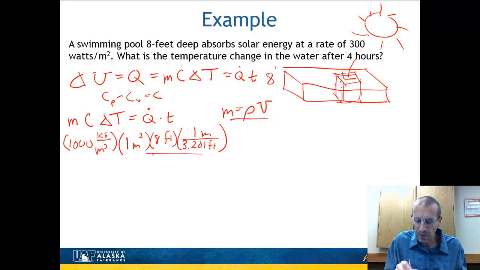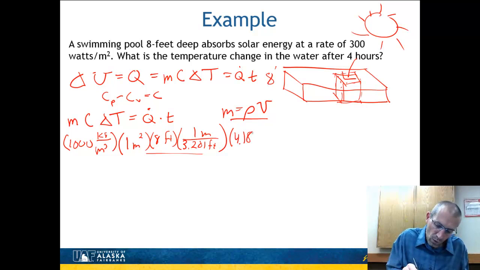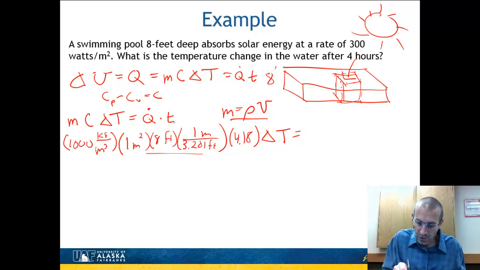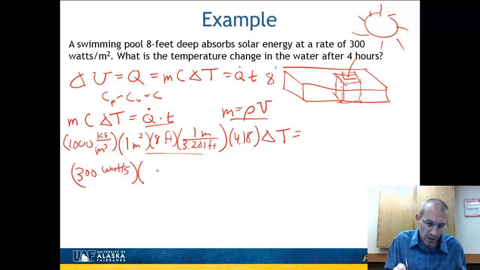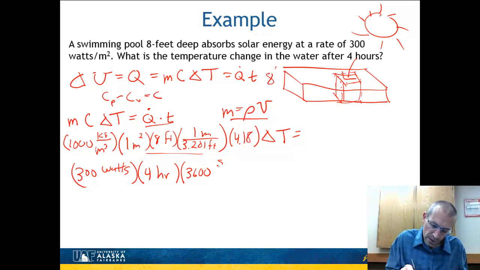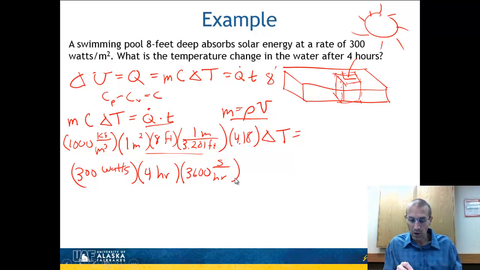So those two terms combined together give me my volume. And now the heat capacity, which was about 4.18 in the previous table, and delta T, which is what we're solving for, and that's going to be equal to this Q dot times time divided by the volume, and I've got watts coming in per square meter, and the time is 4 hours. Now watts is a joule per second, so I need to change these hours into seconds, and so we're going to have 3,600 seconds per hour.